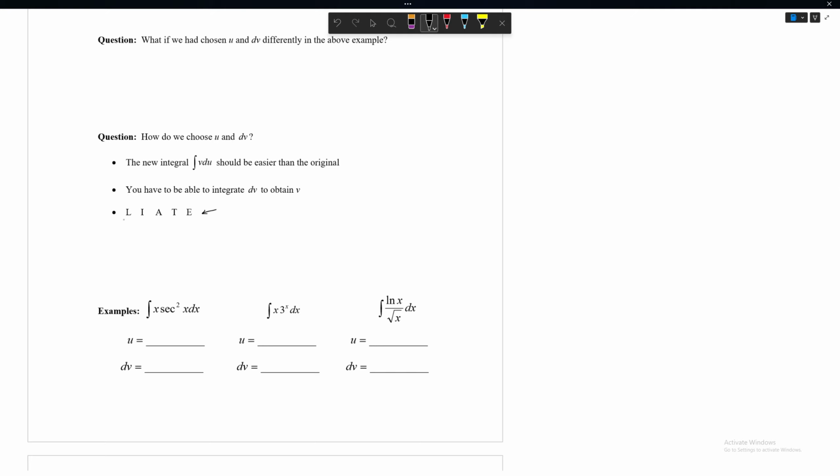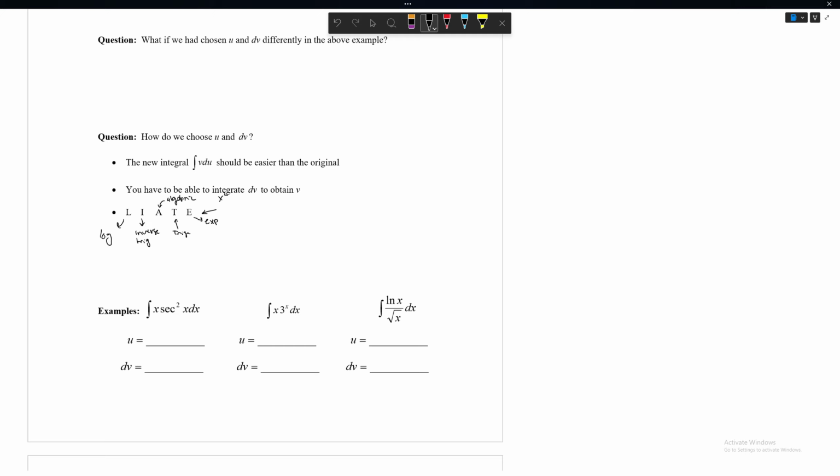The word says L for log, I for inverse trig, A for algebraic, whatever the word is. Your x squared, this is algebraic. T for your trig, and E for your exponential.